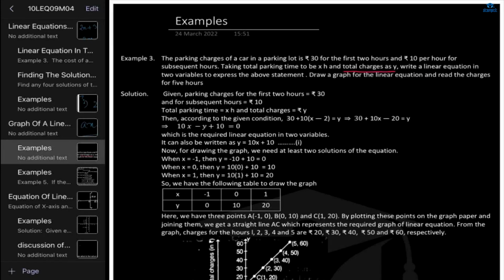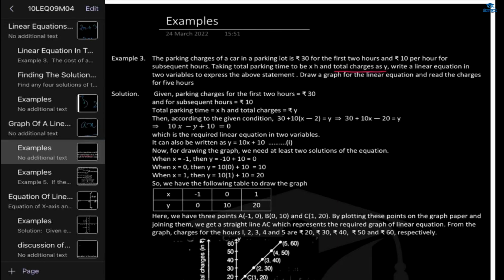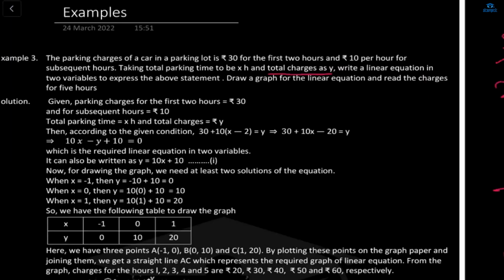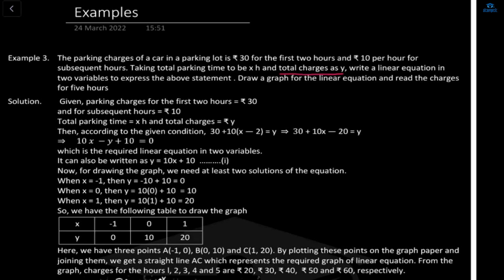Just a minute. Now here, if you see, Shazan, word problems are a little bit confusing at first, but it's okay. First of all, whenever you are starting, try to find out what value is not known, what values they are actually talking about. Like here in example number 3, the parking charges of a car in a parking lot is rupees 30.